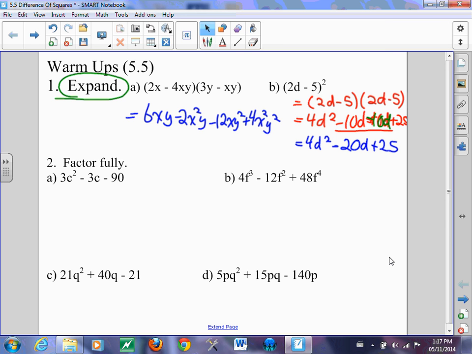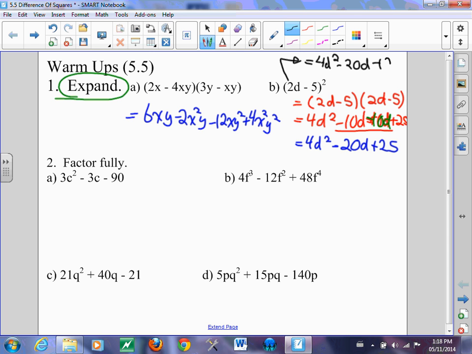Or, folks, I will show you the shortcut method. We'll do it up above. It can be done in one line. Square the first, so 2d squared is 4d squared. Double the product, so 2 times 2d times negative 5 is going to be minus 20d. And square the last, so negative 5 squared is plus 25. So you could do that method or the expanding method, which I showed down below. So remember, guys, expand means to multiply.